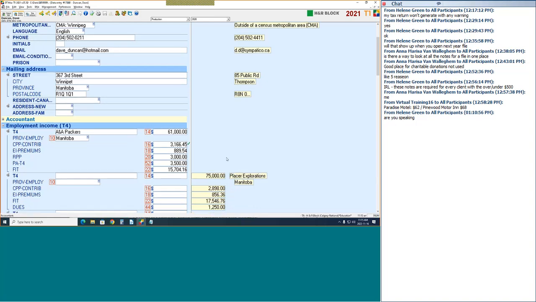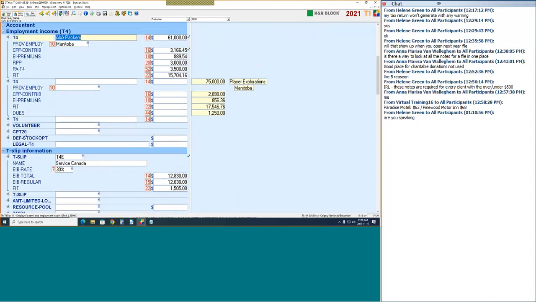So if I was in Dave Duncan's file and I had entered his T4 from A&A, after I've entered it, I'm going to look, I'm going to clear my warning. If I had a warning, I'm going to put a check mark on it. And then I'm going to go down, double check all the numbers, make sure that they are right and that I have everything I need. Once I've done that, I'm going to pick the first line that has a number in it. In this case, it's our box 14 line, and I'm going to put a check mark on it. That check mark is what I'm going to call your quality at source check mark.